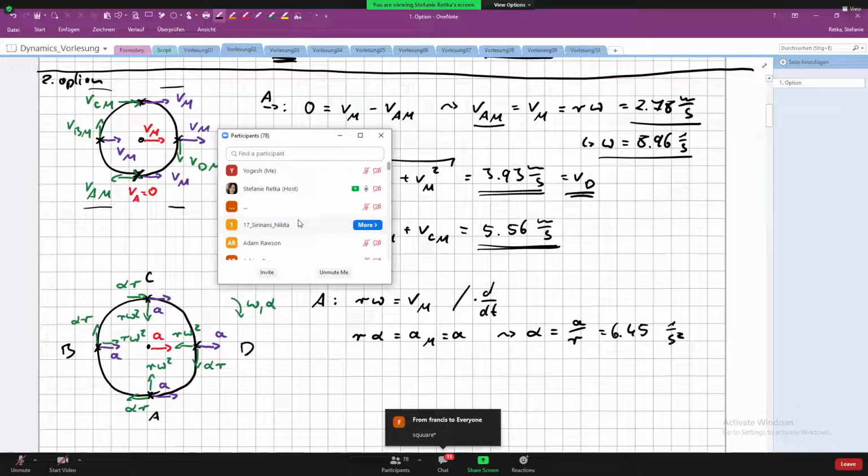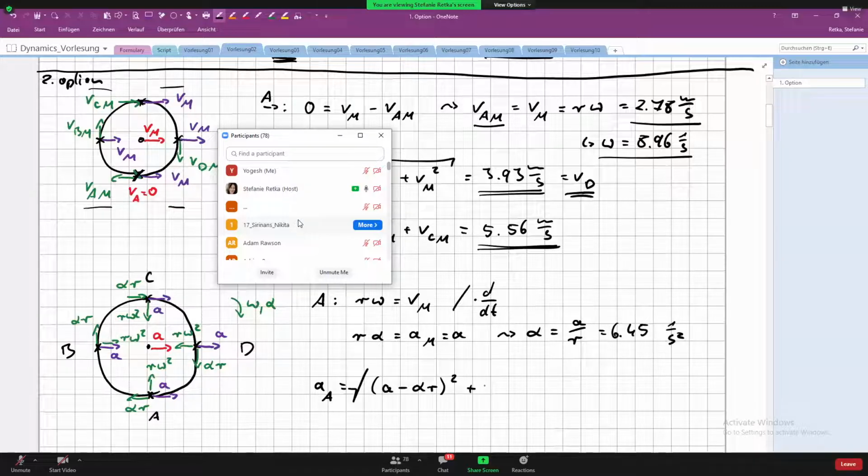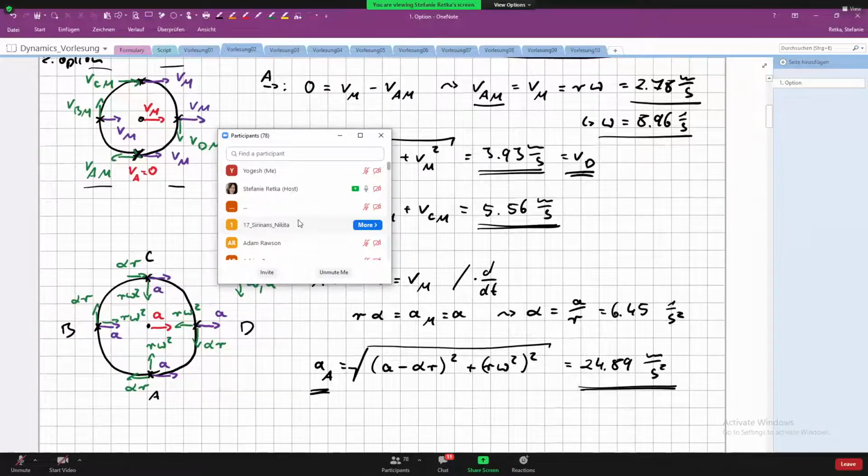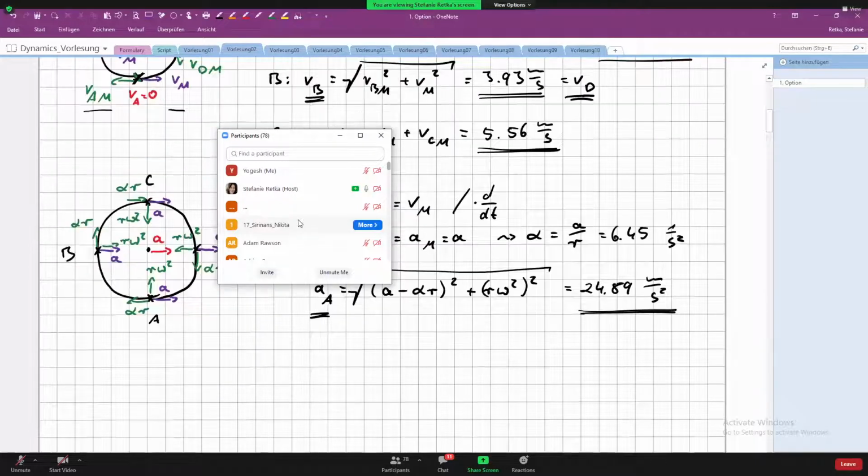And then again, we can do our vector addition. Yeah, exactly. So for acceleration of point A, we have in horizontal direction and in opposite direction, A minus alpha times r, squared, plus, perpendicular to that, r omega square. And that's 24.89 meter per square second.